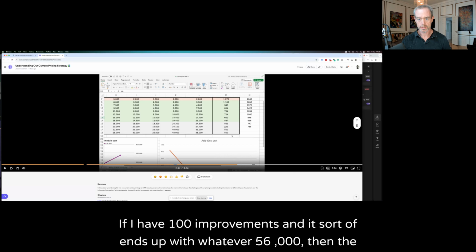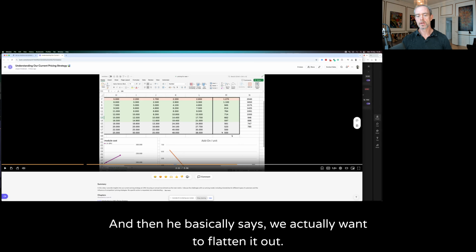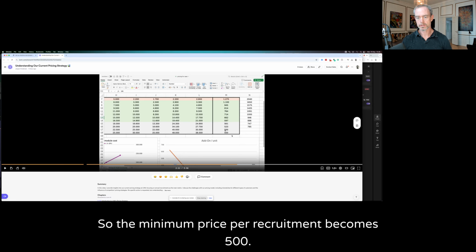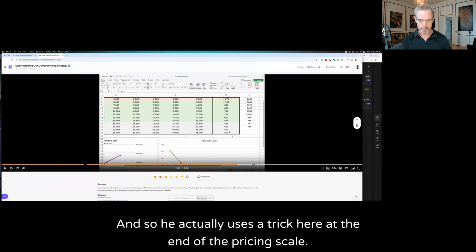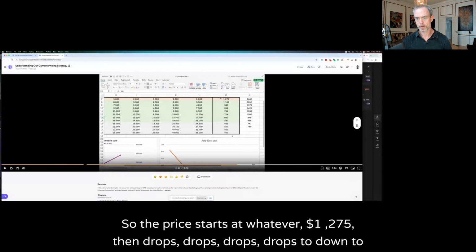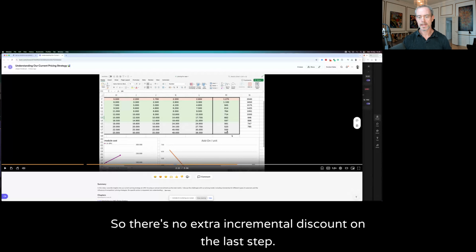So if I have 100 recruitments, then it ends up at whatever 56,000. Then the average price is 561, right? In this case, and then he basically says we actually want to flatten it out, so the minimum price per recruitment becomes 500 at the end here. And so he uses a trick at the end of the pricing scale, where the price starts at whatever 1,275, then drops down to 500, and then the next step is 500 as well. So there's no extra incremental discount on the last step.